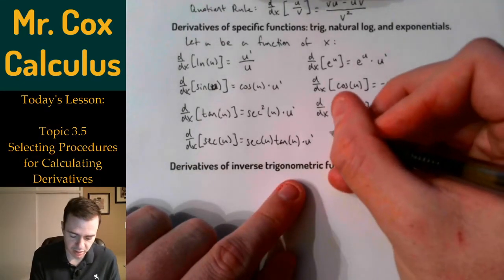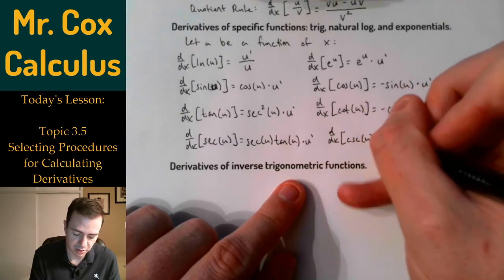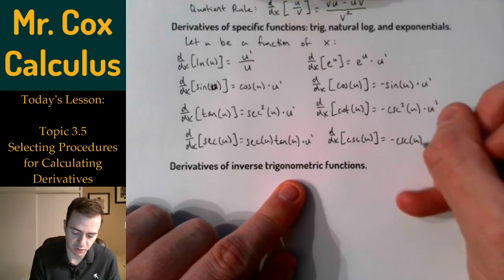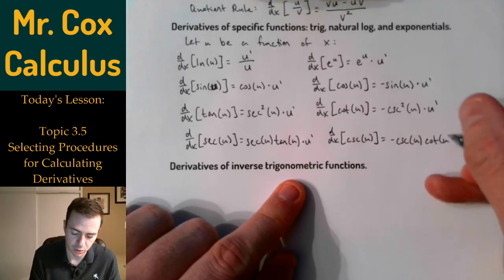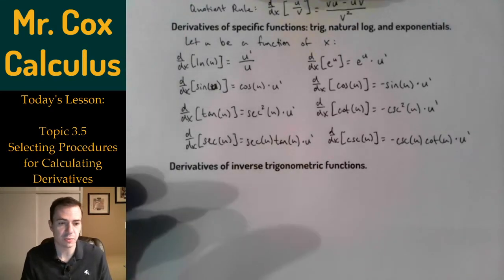And then last but not least, we have the derivative with respect to x of cosecant of u, which we said was negative cosecant of u, cotangent of u, times u prime. And so there's our derivative rules from Unit 2.